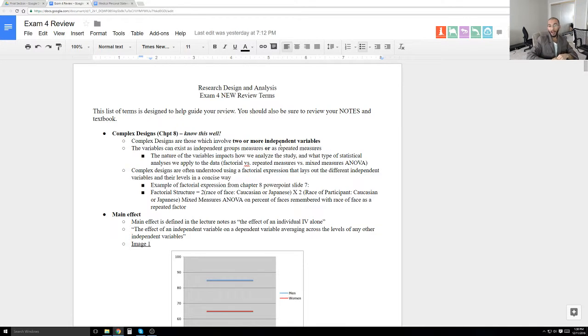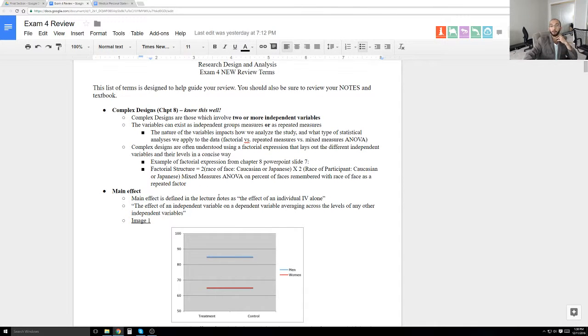We should also know how the factorial structure of a complex design will be laid out. For example, in Chapter 8, PowerPoint, slide number 7, there was an example given where the independent variables were the race of face presented and the race of the participant. To spell that out in factorial structure, it would be 2 race of face: Caucasian or Japanese, times 2 race of participant: Caucasian or Japanese.